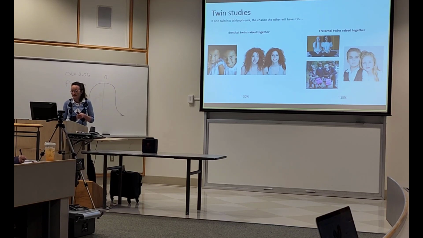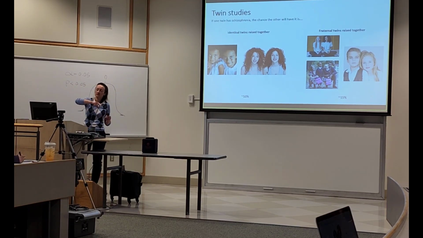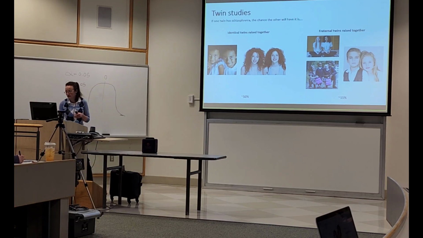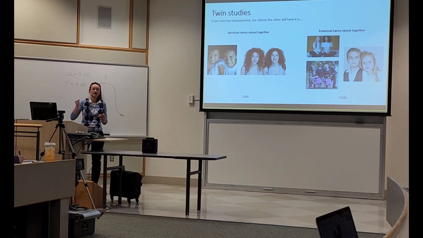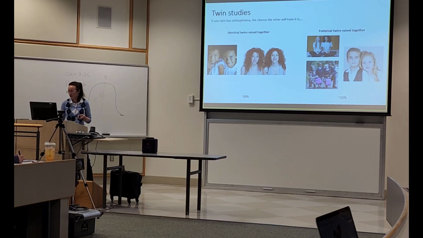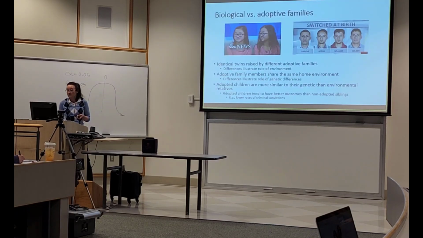So when identical twins are raised together, if one twin has schizophrenia, the probability that the other has it is 50%. But when we look at fraternal twins raised together, if one of the twins has schizophrenia, the chance that the other twin will have it is 15%. So that tells you that there's a role of genetics there. If we want to look at the role of environment, we could look at identical twins who were raised apart. So same genetics, different environments.